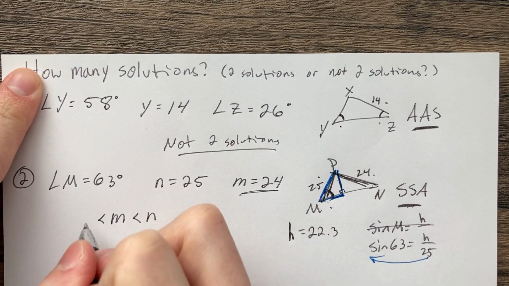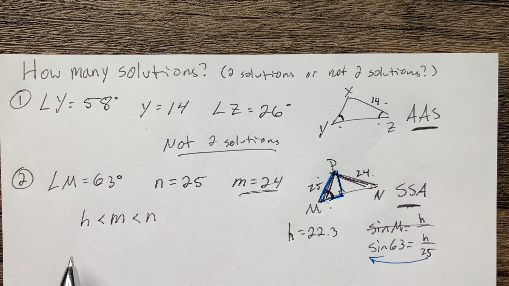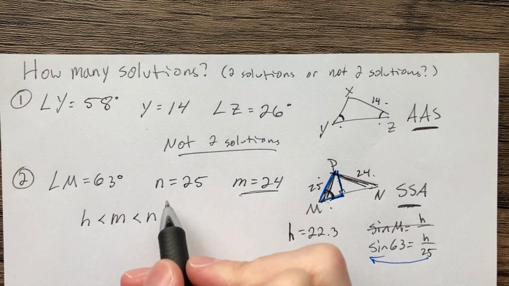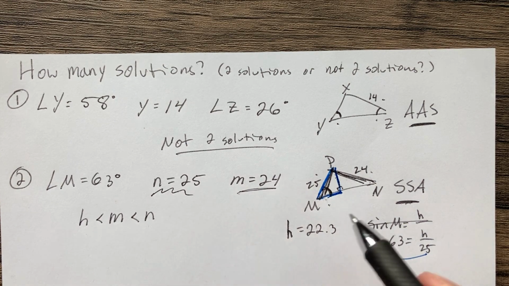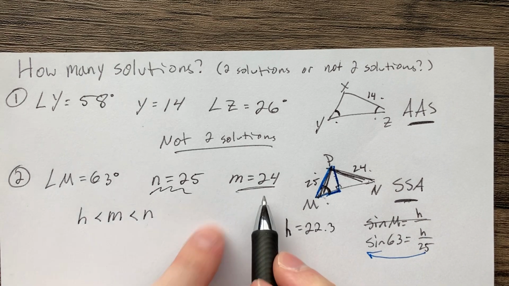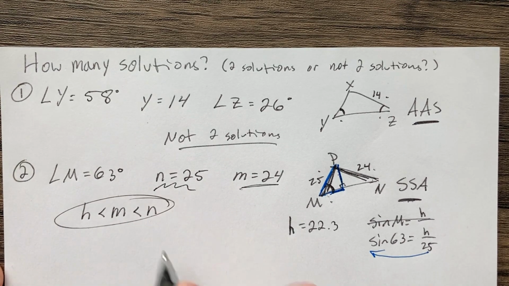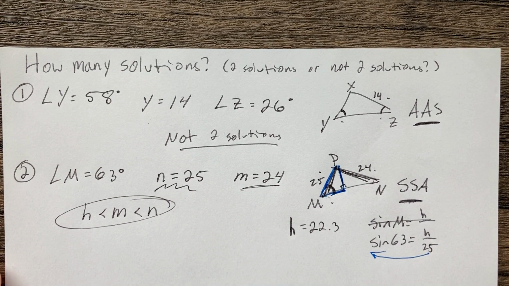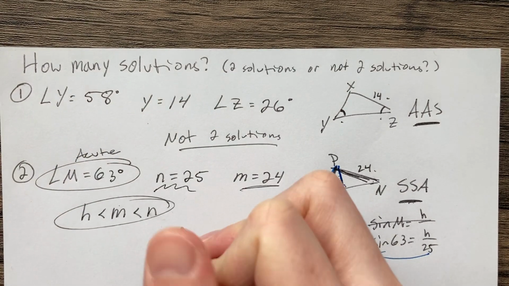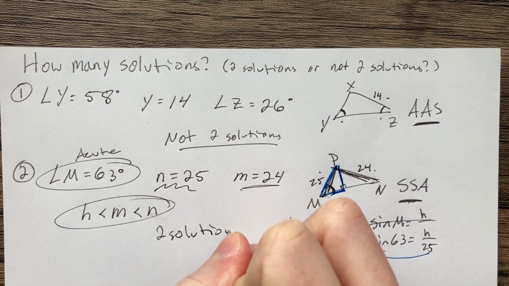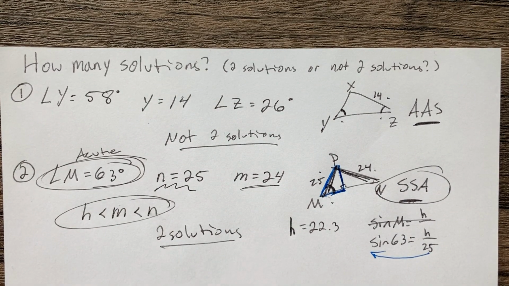And so then I'm checking to see if the height is less than M and then less than N. So height is the smallest. The second side is going to be the largest, the side not opposite our angle. And our side opposite the angle that we're given is directly in between the height and that other side. So this, along with this angle being acute, tells us that we do have two solutions. All right, so it's side-side-angle, and the angle you're given is acute.